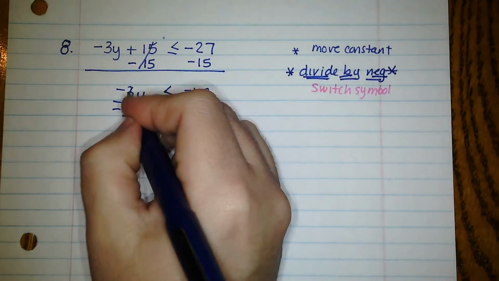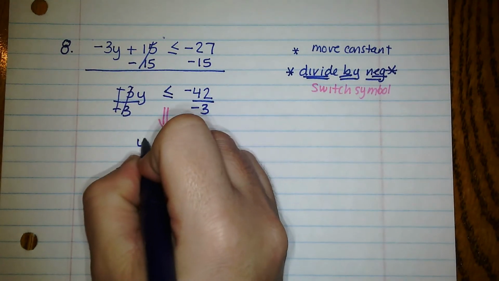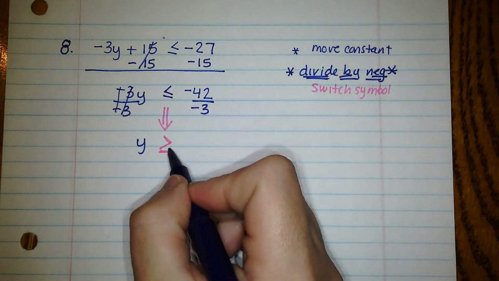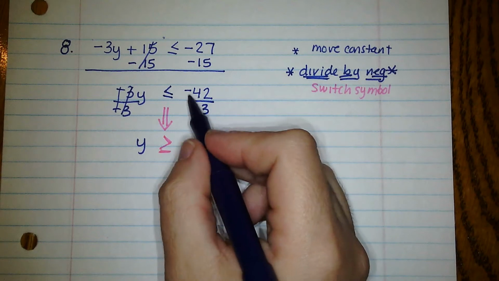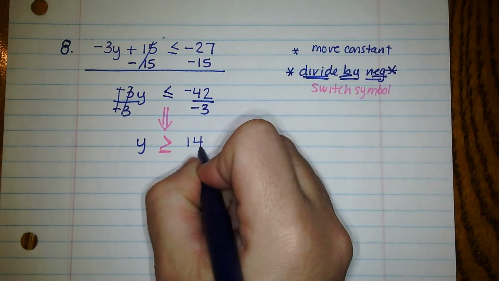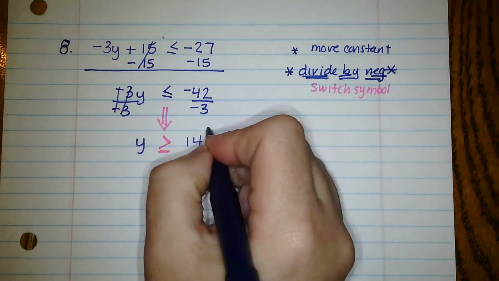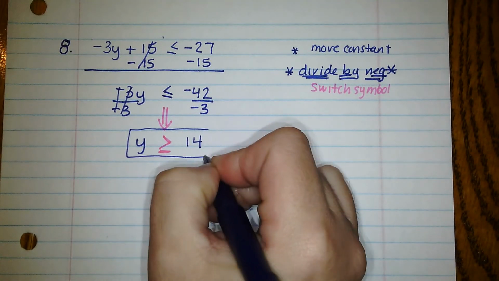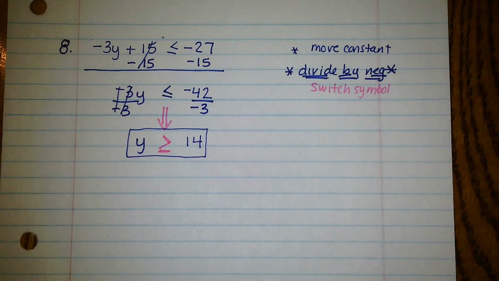So the 3's cancel with the negatives and you end up with y. This turns into a greater than or equal to. And negative over negative is positive, and this is 14. So this is my solution to the inequality. Y is greater than or equal to 14.